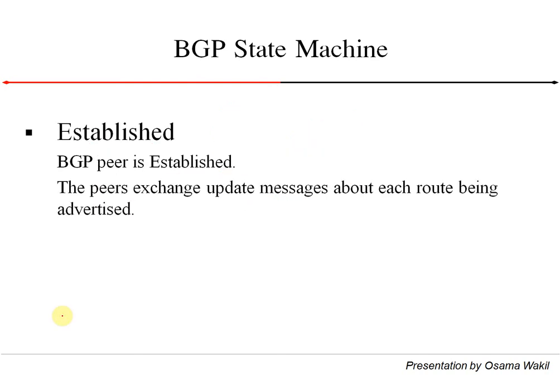So let's look into the established stage now. This is the state which we all want our BGP neighbor to always remain at. What happens during this state? Only two things happen: update messages are sent and keep alive messages are sent. If there is any error in this state, for some reason like keep alive not coming up, then it goes back to idle. So at any state, if we have a problem, it goes back to idle.